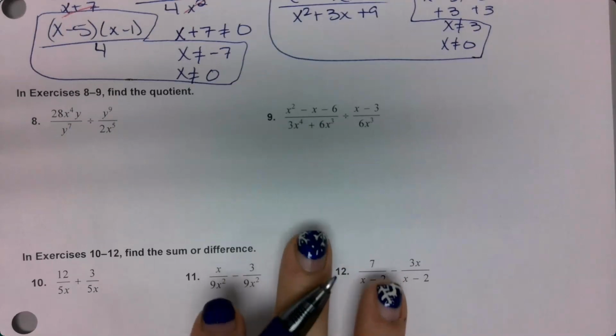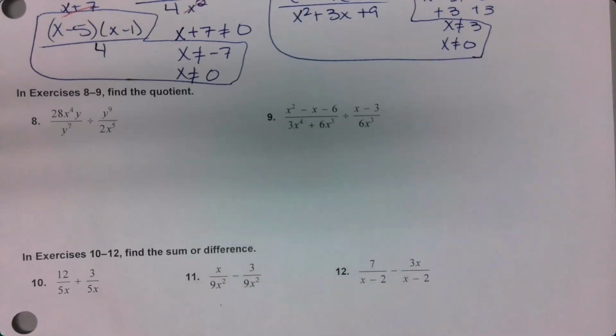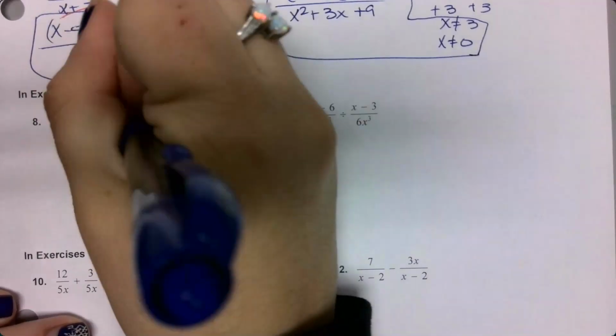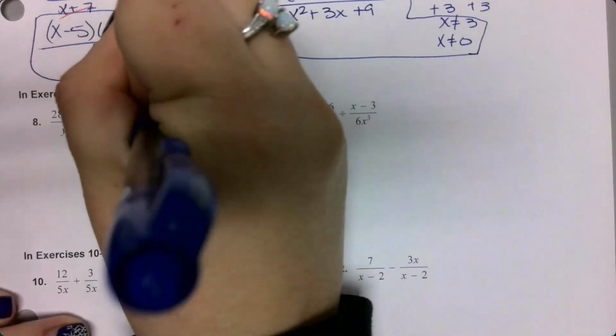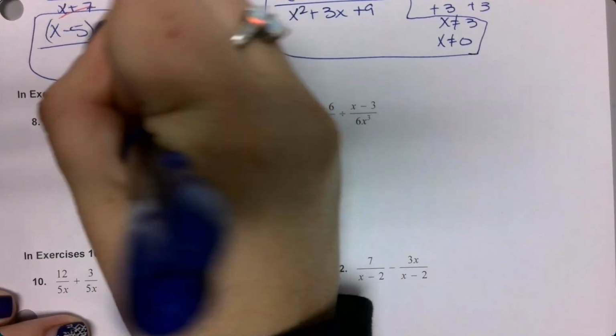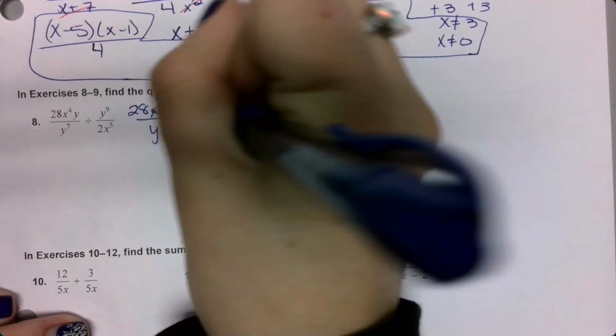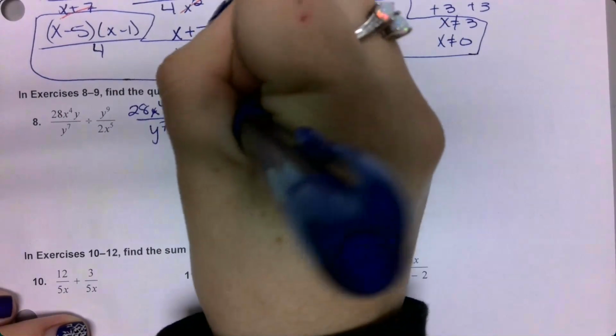Numbers 8 and 9 want me to find the quotient. Here I want to flip the fraction and then multiply, so it's going to be similar to 4 through 7. So I am going to rewrite this. My first fraction stays the same. The second one I change into multiplication and flip it. Then I'm going to multiply straight across.